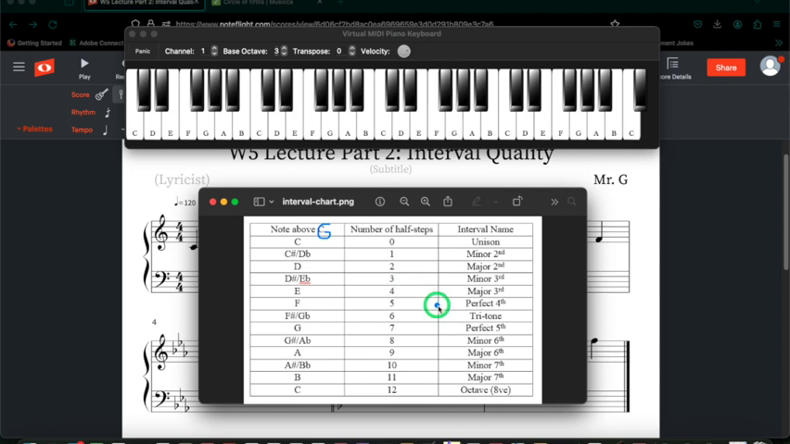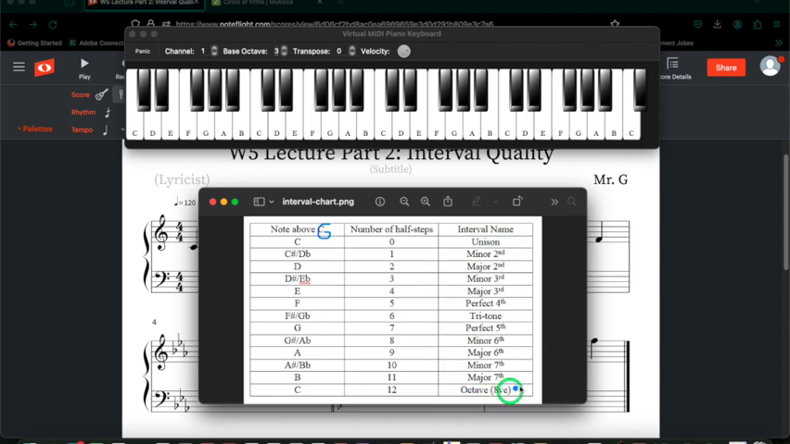Another example, let's try a minor sixth. If we wanted to find a minor sixth down from G, we'd have to go down 8 half steps. 1, 2, 3, 4, 5, 6, 7, 8. And that is how you use the half-step method to find both major and minor intervals.